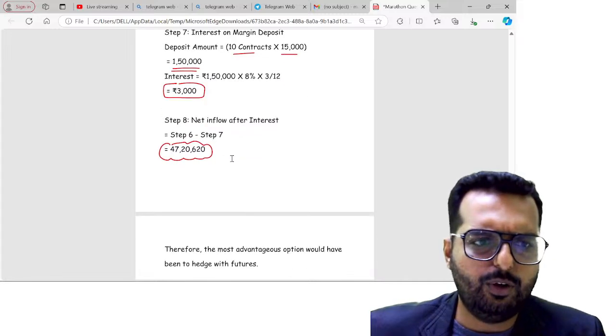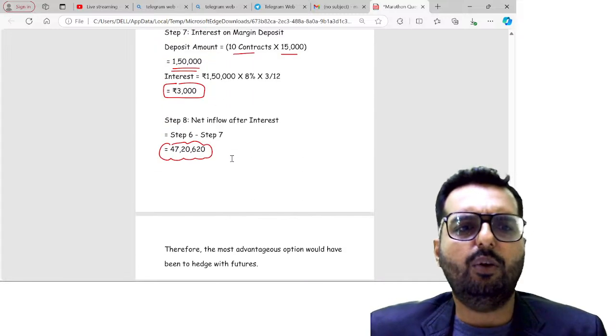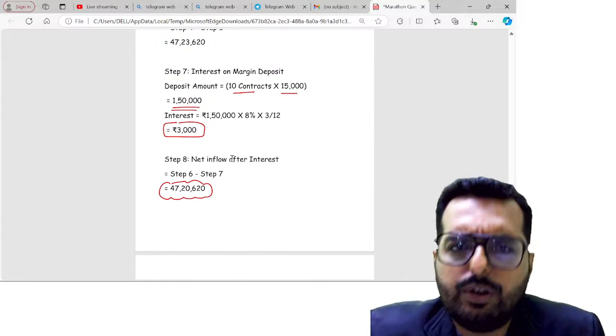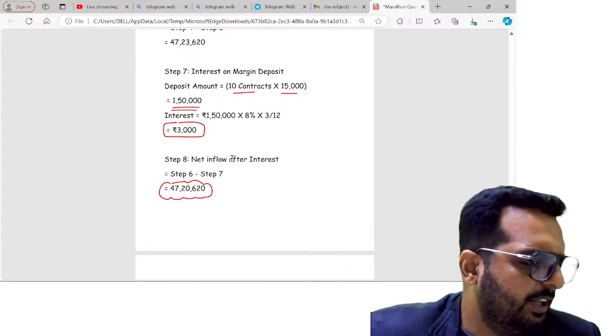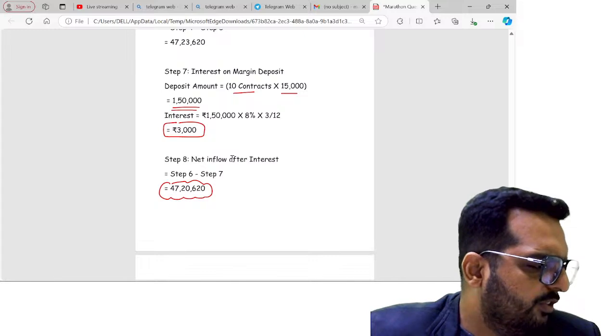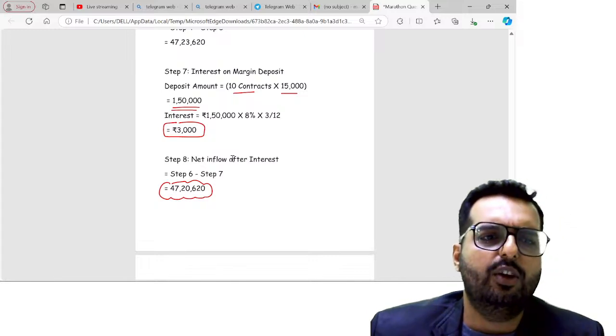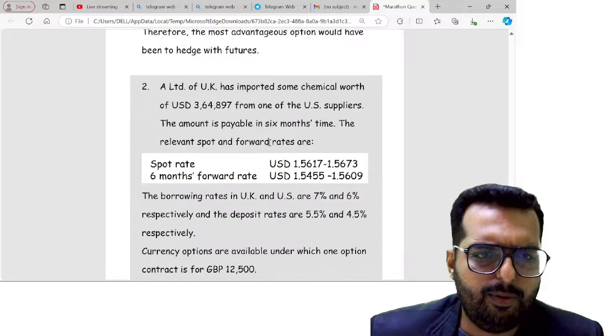Yes, friends, I believe you're clear with this part. So this is how we do this problem under forward contract, no hedging and futures. Everybody clear? Shall I go to the next question now, friends? All right. So we are done with this futures problem.